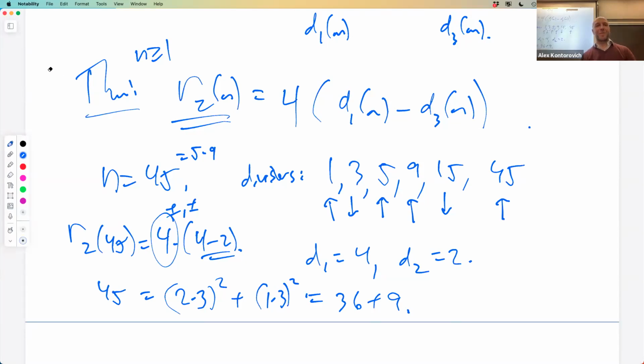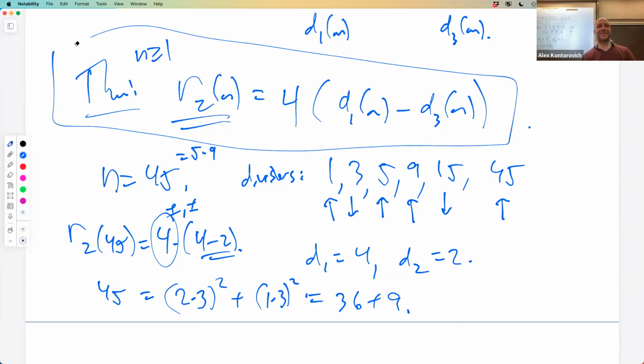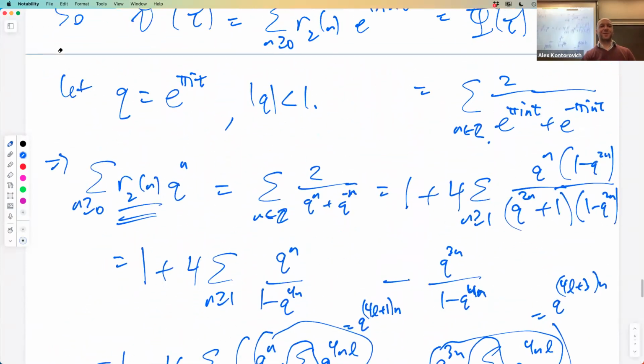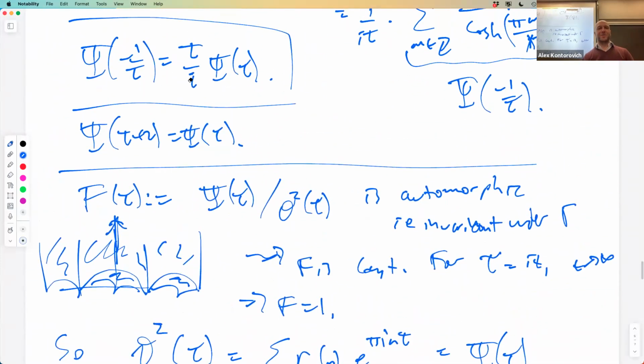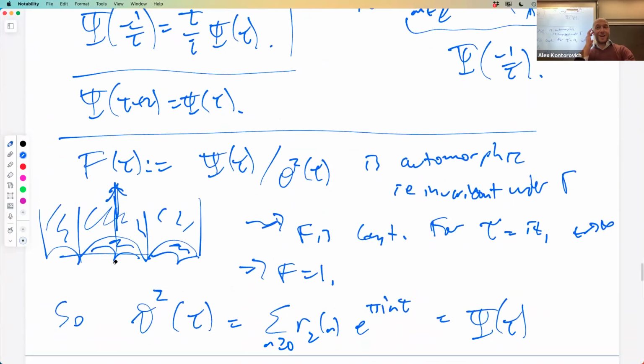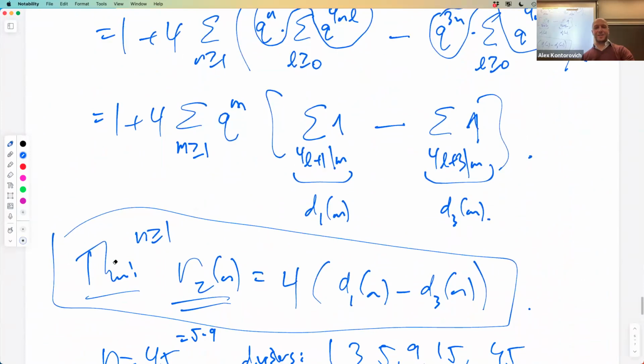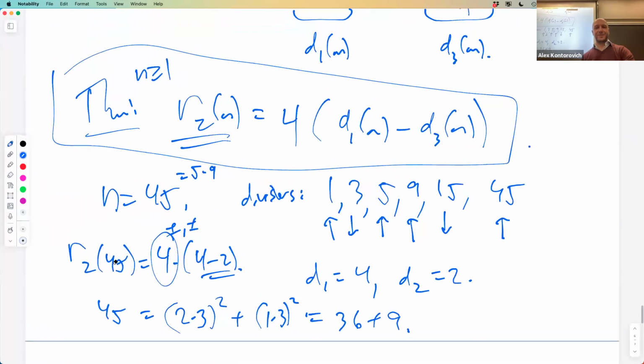So you get arithmetic information, theorems about number theory, from studying these weird functions that have these weird transformation properties that are defined on the hyperbolic upper half plane and all kinds of good stuff. Okay.